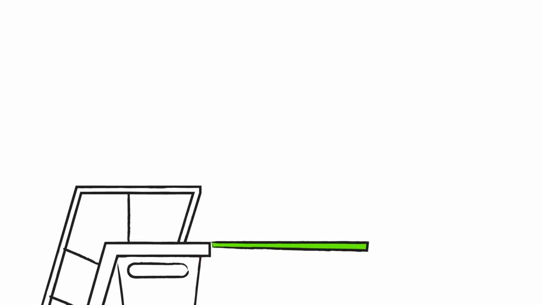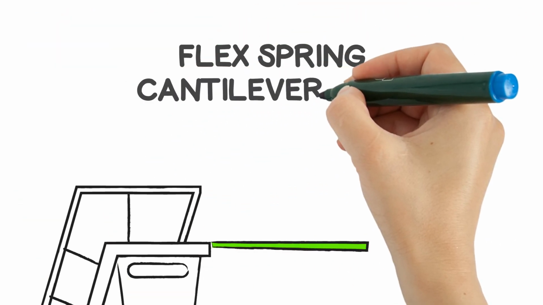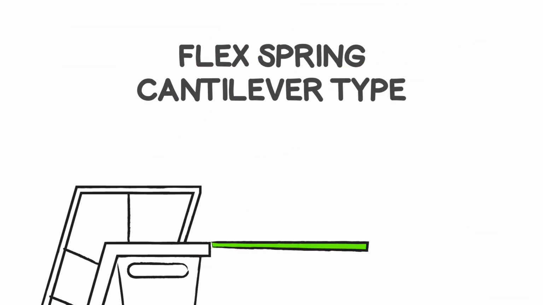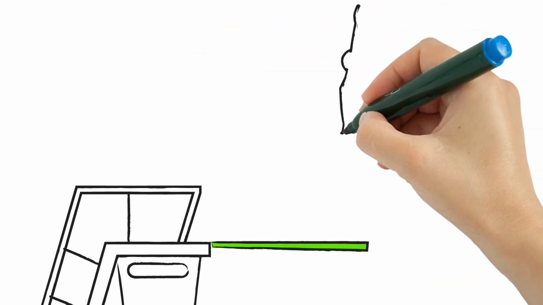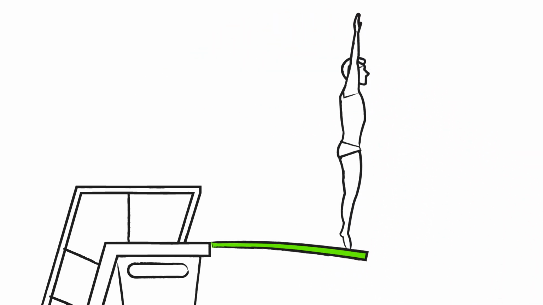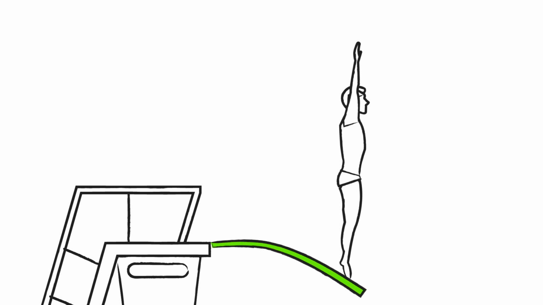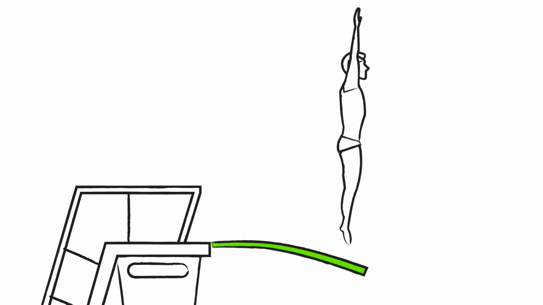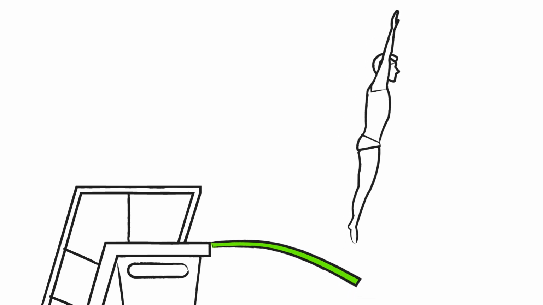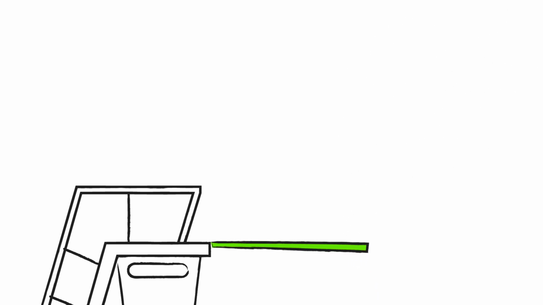This is a diving board. It works on a simple yet complex principle of physics called linear flex spring of the cantilever type. Or in layman's terms, it's a springboard. As the springboard deflects downward, it absorbs the compressive forces of the diver's weight. And then, as the energy produced during this deflection is released, it propels the diver into the air.